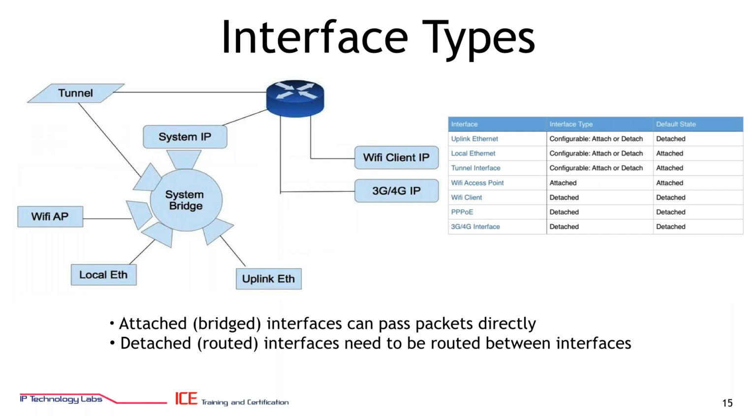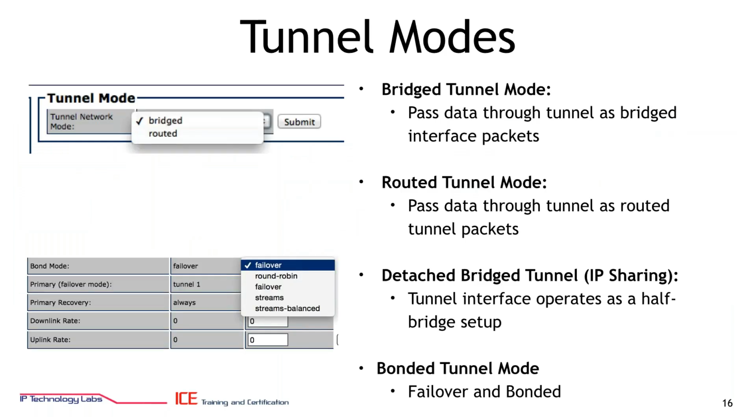So this just shows a larger picture with more of the interfaces attached to the system bridge. Several different tunnel modes that we can run in. So we can run in a bridge tunnel mode. That's the default configuration within the device. All data passes through the tunnel for interfaces that are also connected to the system bridge.